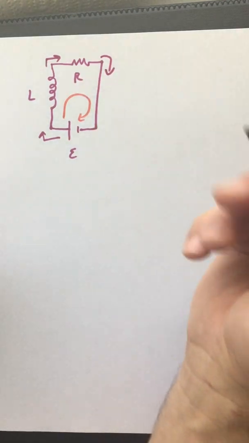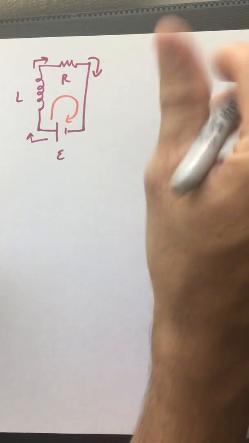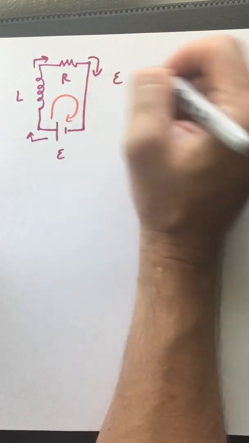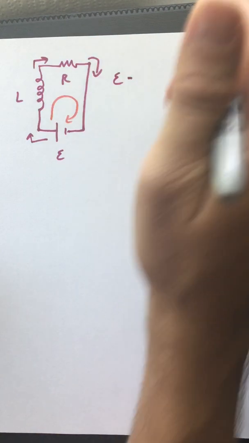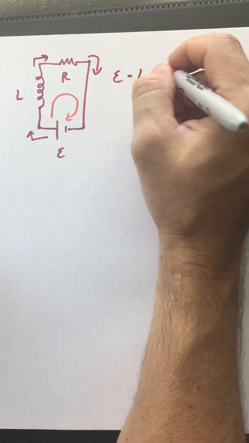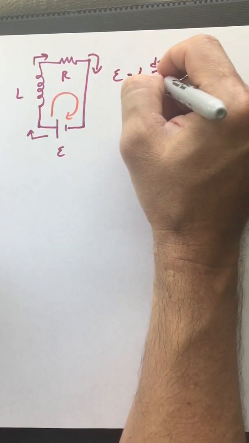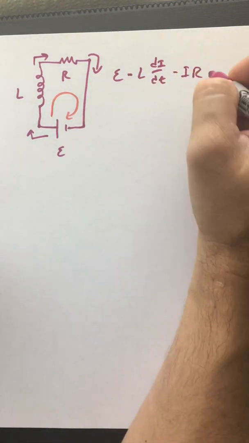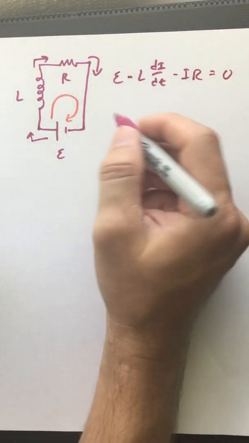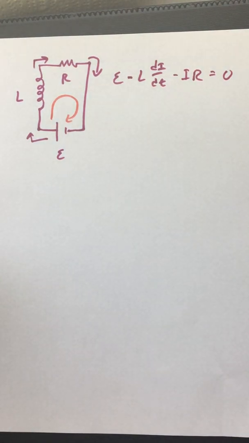So if I do a Kirchhoff's analysis of this, I get this equation: battery EMF minus the EMF induced in the coil, which I know is L dI/dt, minus IR is equal to 0. This is just from a straight Kirchhoff's law analysis.